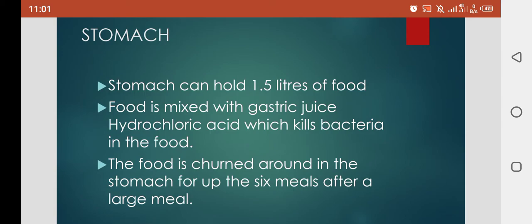Clear? The food is churned around in the stomach for up to 6 hours after a large meal. Food can be stored in the stomach for about 6 hours.